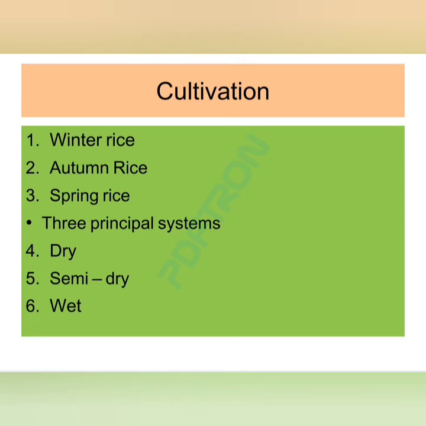And this particular rice is usually mostly cultivated in highland areas. And we have another one, that is the spring rice, which is usually sown in December and January, and it can be harvested in the month of March to April. So that is why it is named spring rice. And these are the three principal systems which are followed in India.